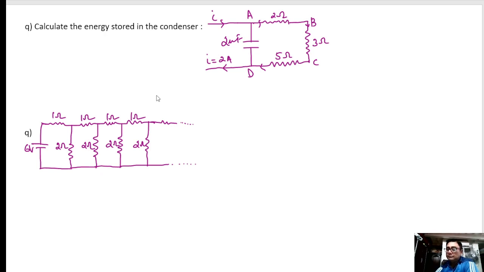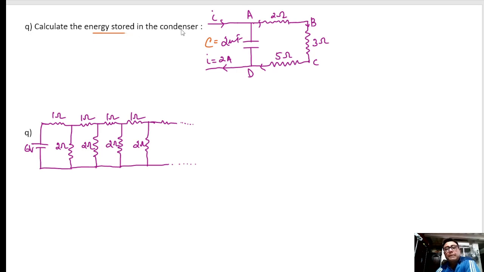First of all, they are showing that this is a circuit connected, as you can see, and here is the capacitance 2 microfarad. They are asking what is the energy stored in the condenser, that means the capacitance.